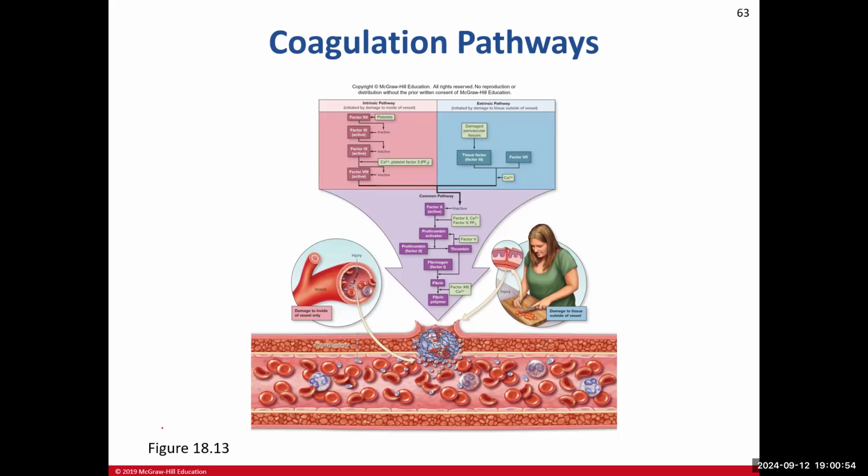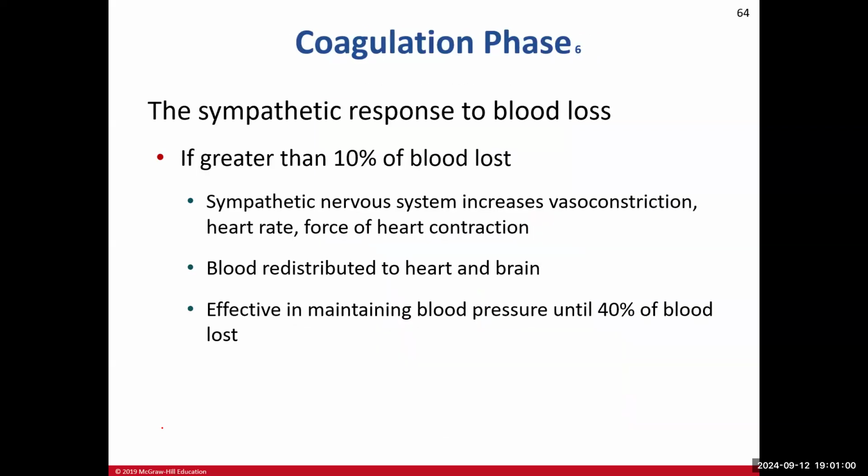All right. So you can kind of see, again, I don't expect you to know all the different steps, but I want you to be familiar with it. Just be familiar with it. All right. And so the last part here, pay close attention to this. What happens when you start to lose 10% of your blood? Might not seem like a lot, right?